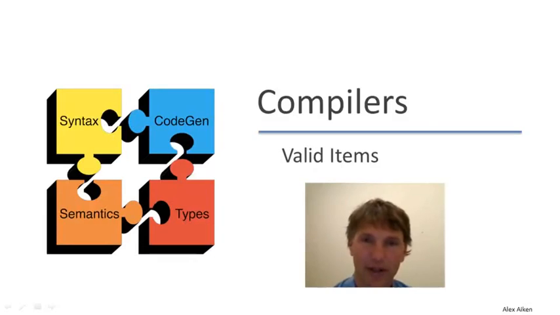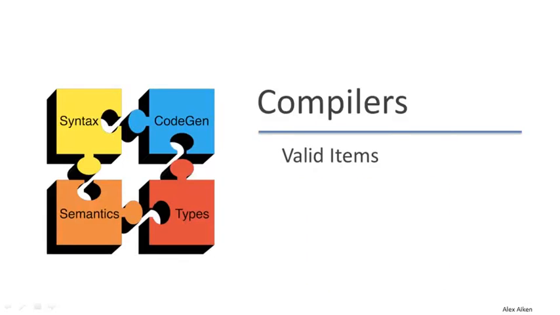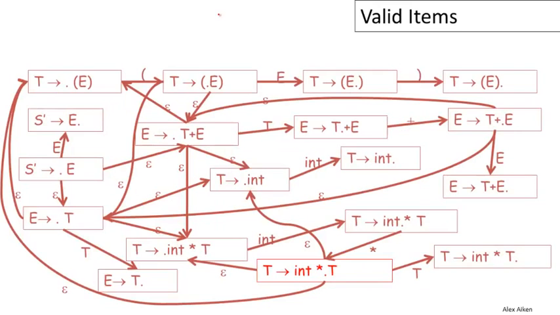In this video, we're going to use our example automaton for recognizing viable prefixes to introduce one more idea, the idea of a valid item. To refresh your memory, here's where we left off last time. This is the complete non-deterministic automaton for recognizing the viable prefixes of the example grammar.